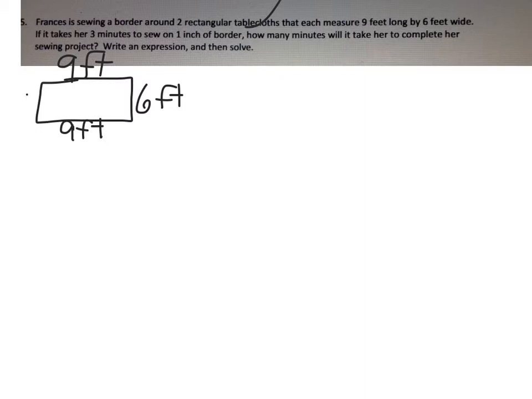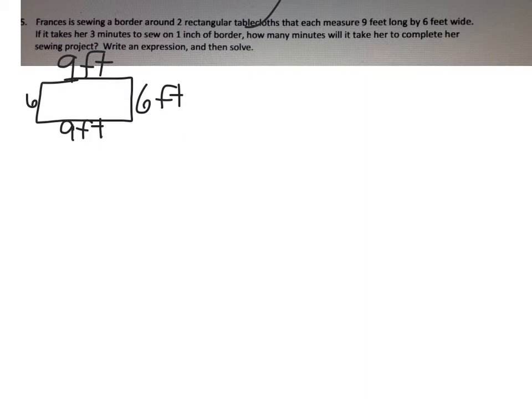This is several steps, so we need to break it down and let's look. First, let's find out how big the tables are. So I'm going to draw on my table. It's 9 feet times 6 feet. All right, I'm going to use the perimeter because I'm sewing a border around it, and so I'm going to add all of my sides. So I know this is 9 feet, and over here I also have 6 feet. So 6 plus 9 plus 6 plus 9.